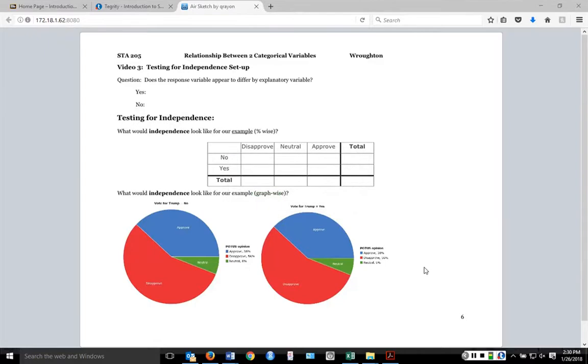Alright, so we're really going to try to test to see if there's a relationship between our two categorical variables. So we're going to talk through what that test is going to look like and sort of what our data would look like under the situation where they're not related. So our question that we're really asking is, does the response variable appear to differ by explanatory variable?